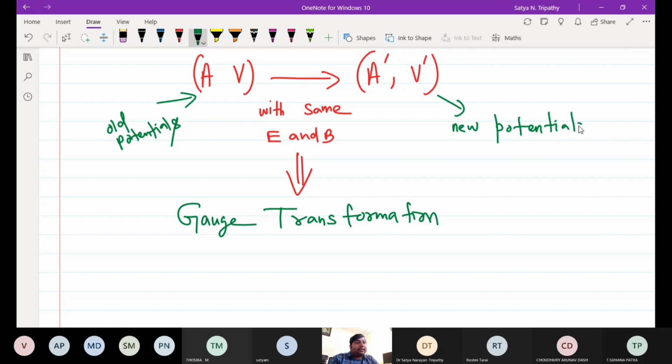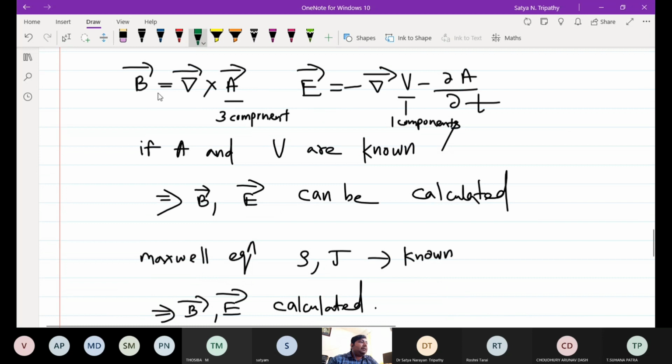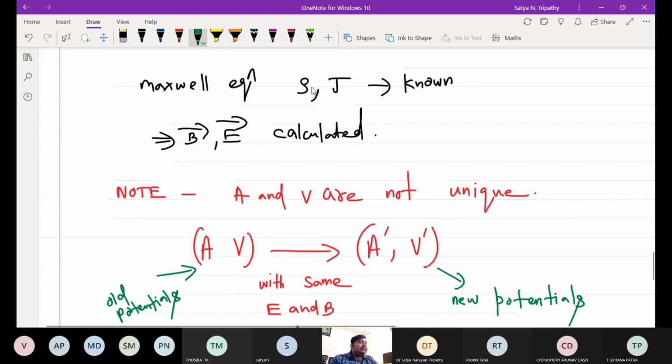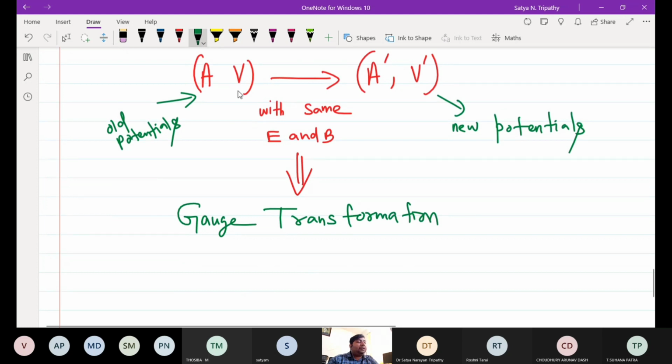What I would like to say here is that because A and V are not unique, you can have another set, A dash and V dash, with the same electric field and magnetic field by these equations, this is the 1, this is the 2. If you know A and V, you can create the electric field and magnetic field. Another set is possible: A dash, V dash. So this transformation from old potentials to new potentials, keeping the same E and B, is called the gauge transformation. This is the very basic meaning of gauge transformation.